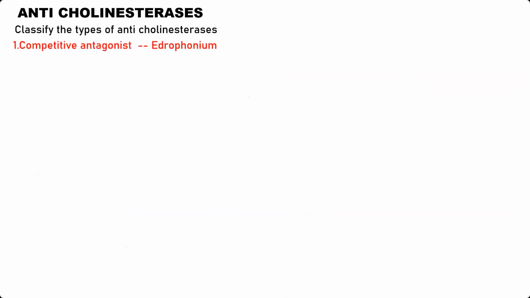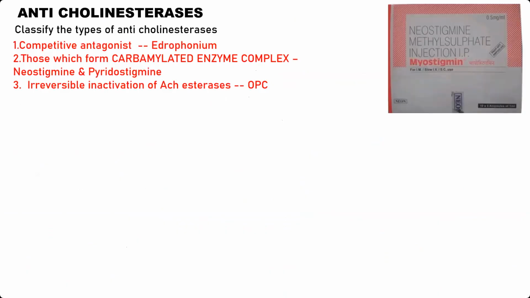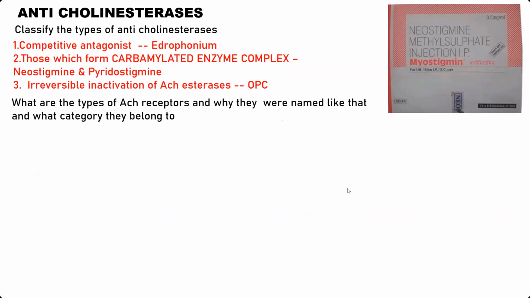Anticholinesterase. Classify the types of anticholinesterases. Short acting, competitive antagonist is edrophonium. Those which form carbamylated enzyme complex: neostigmine and pyridostigmine. Irreversible inactivation of acetylcholinesterase is by organophosphorus compounds. Okay, this is the drug which you are using day in and day out.